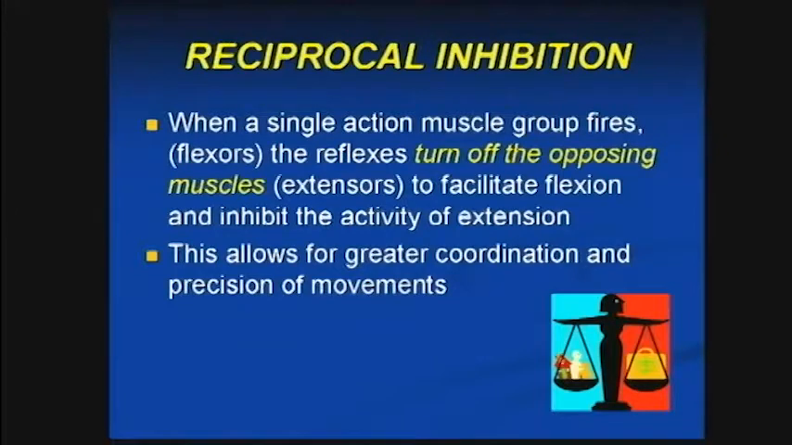So if your flexors are firing, I want to bring my hand to my face because I want to eat a sandwich. I'm flexing. So the reflexes will reciprocally inhibit the extensors, the muscles in the back of my elbow, making sure I don't extend or straighten out my elbow when I'm trying to bend it. So that reciprocal inhibition allows for coordination and precision of movement.